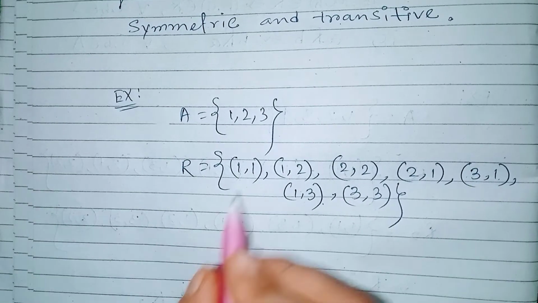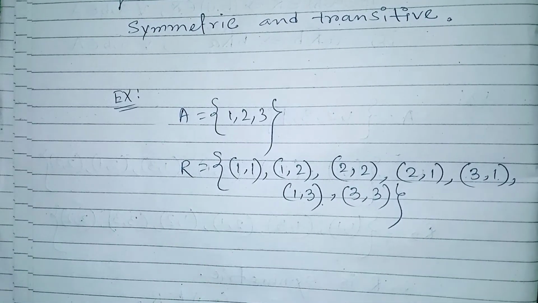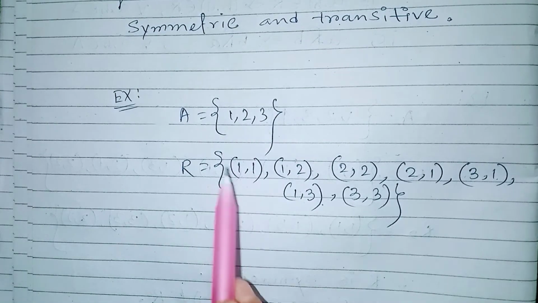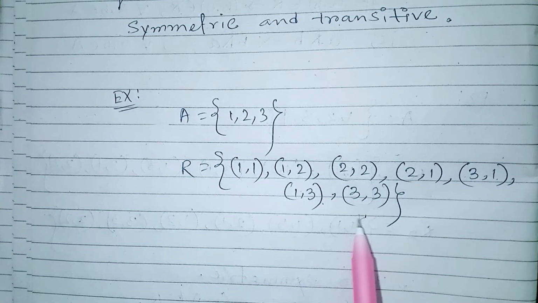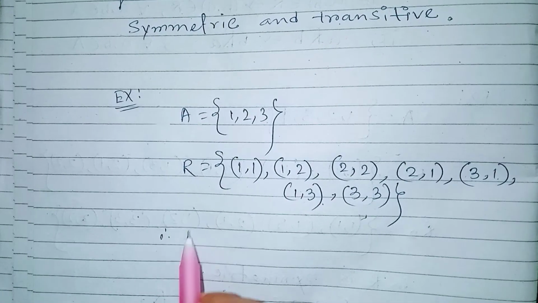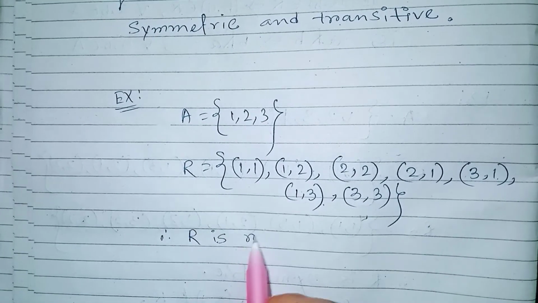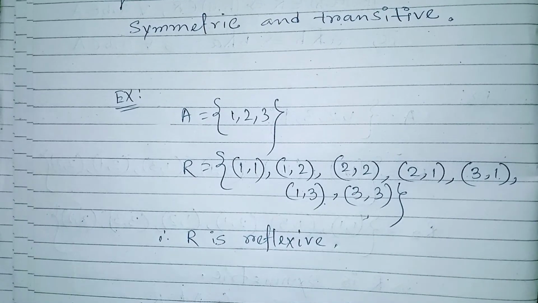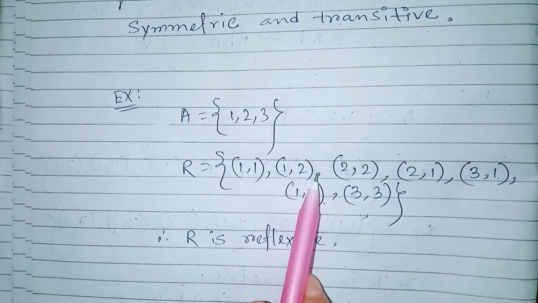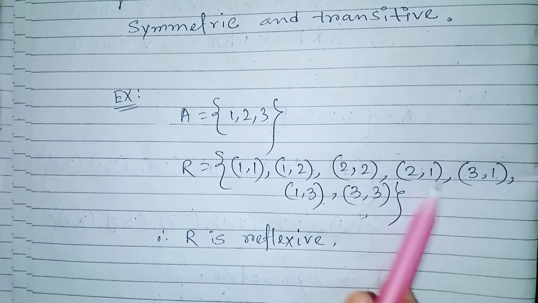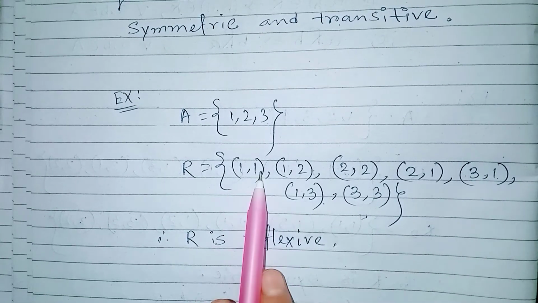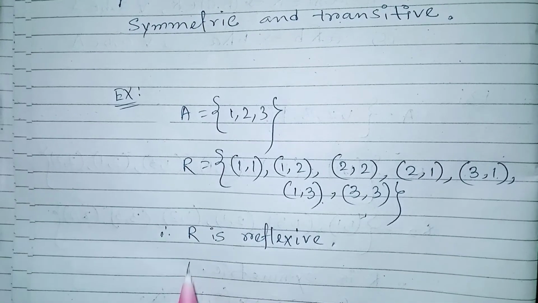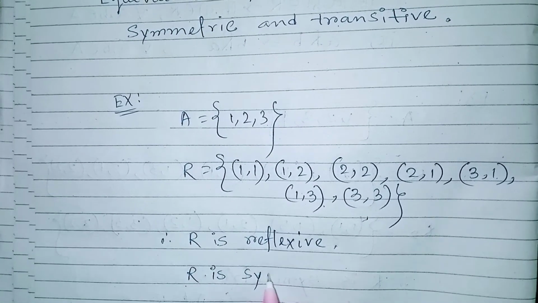First we show whether R is reflexive or not. R is reflexive because 1, 2, 3 belong to A and (1,1), (2,2), (3,3) all belong to R. So R is reflexive. Now we have to show whether it is symmetric. (1,2) is here and (2,1) is here, (3,1) is here and (1,3) is here, (1,1) is here, (2,2) is here. So all the terms are here, and R is also symmetric.